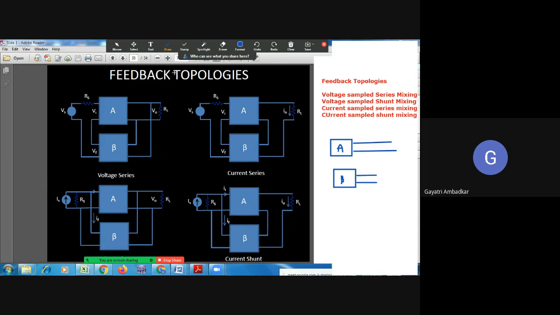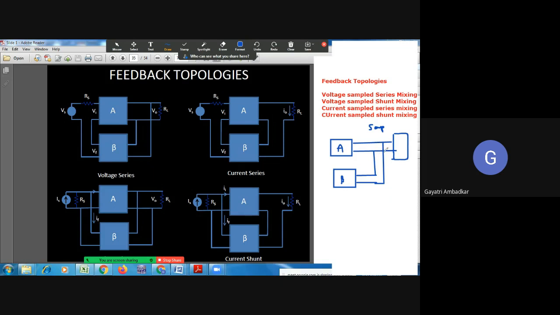So when it is voltage sampling, remember the beta network is connected in shunt with the output. If you want to sample voltage, you have to connect the beta network in parallel with the load at the output. If you want to measure voltage across some resistance, you have to put your multimeter across it, in parallel. Therefore, for sampling voltage, you are connecting the beta network in parallel with the output of the amplifier, for voltage sampling.